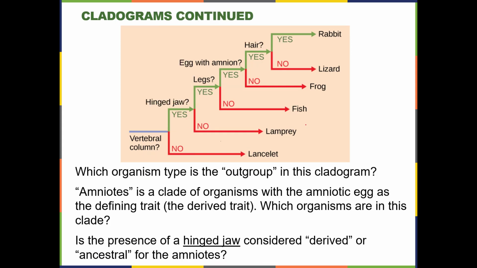Okay, so looking at this tree, I have a couple questions. All right, so let's do this. I'm going to put VC here. Vertebral column is here. So this path falls through vertebral column. Hinge jaw is here. Legs are here. Amniotic egg is here. And hair is here.